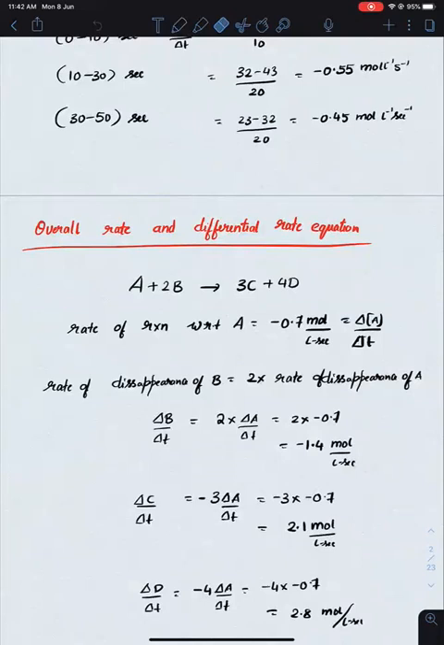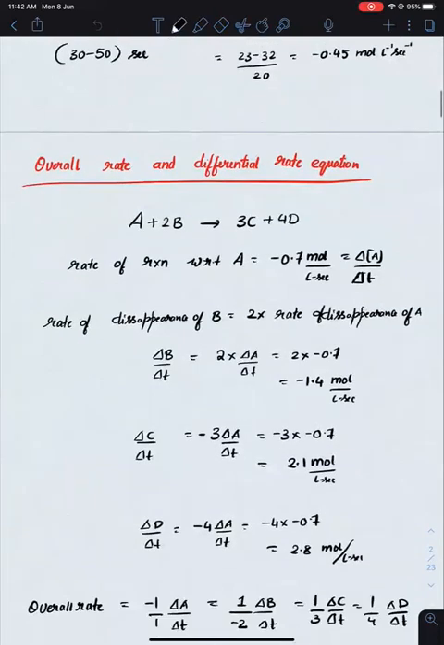If you are defining the rate with respect to B, for every 1 mole of A, 2 moles of B are consumed. So rate with respect to B will be twice the rate with respect to A, which came out to be 1.4, and rate with respect to C will be thrice the rate with respect to A, with respect to D will be 4 times the rate with respect to A. So different entities के हिसाब से the rate will be different.